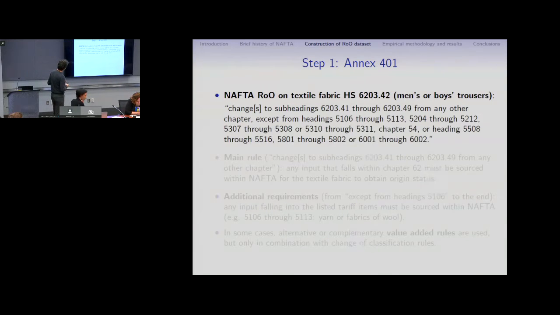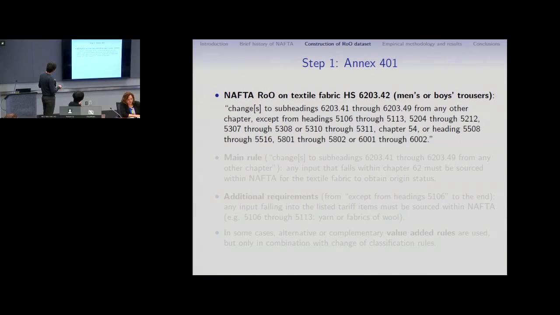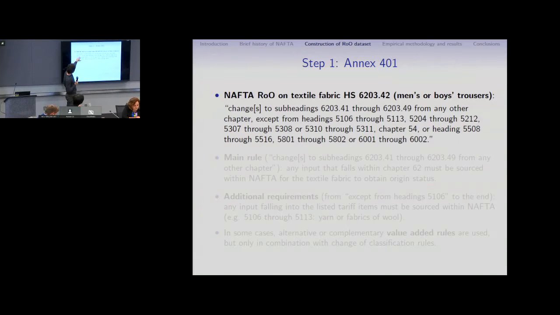So this is the way rules of origin show up in Annex 401. This is telling you that for all the outputs falling into this category, let's say for instance men's or boys' trousers, which is given by this code, all the intermediate inputs used for the production of any of these outputs have to fall outside of Chapter 62. This means that if a Mexican producer producing these trousers wants to use any of this input from outside NAFTA, then it's going to face the MFN tariff when exporting to the US, for instance.